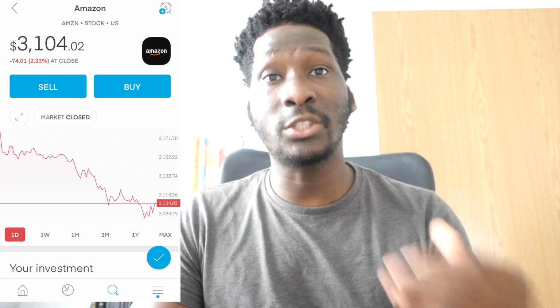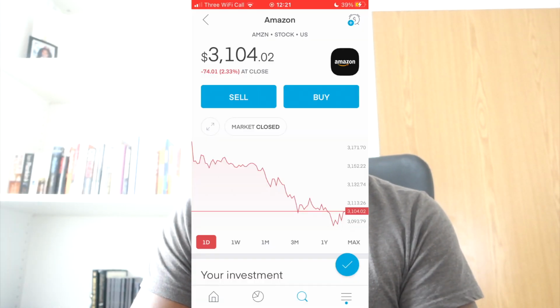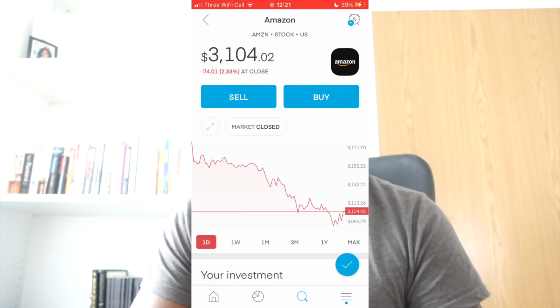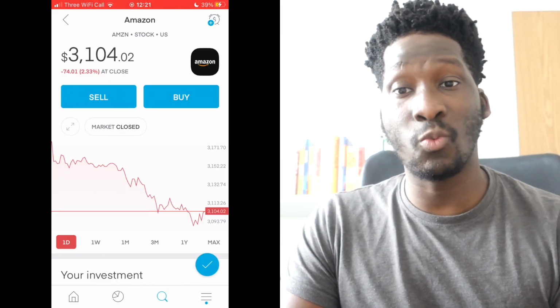You can see in order to buy one share in Amazon, it's going to cost you $3,104. And you can also see that the market is currently closed because it's an American share, which means the stock market for Amazon is going to open around 2:30. So it's not available right now to trade or to buy or to sell. But I'll just use this as an example. If you wanted to buy shares in Amazon, it would usually cost you over $3,100.